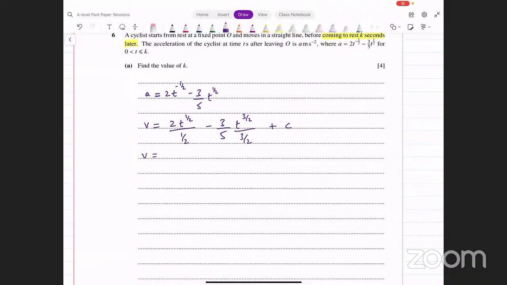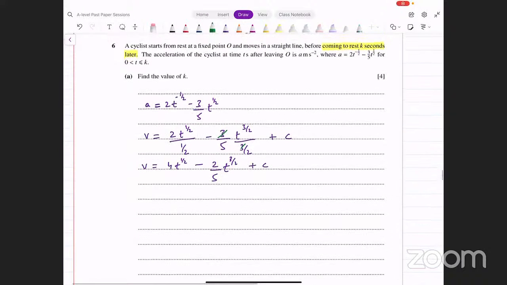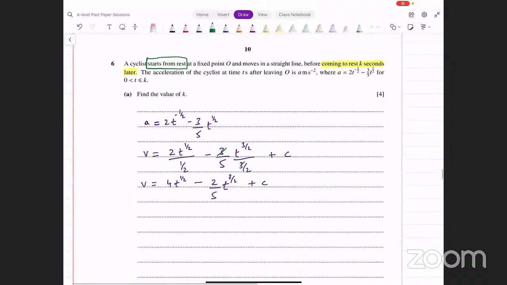We get v equals 4t raised to power 1/2 minus, this 3 and this 3 get cancelled, 2 ऊपर चला जाएगा and becomes 2/5 t raised to power 3/2 plus c. c भी आ रहा है आपके पास, क्योंकि लिमिट्स तो नहीं डाल रहे हम यहाँ पे. अब c की वैल्यू कैसे फाइंड करें? इस केस में it's straightforward. Why? Because it says it starts from rest. Since it starts from rest, that means when time equals 0, तो velocity 0 है.